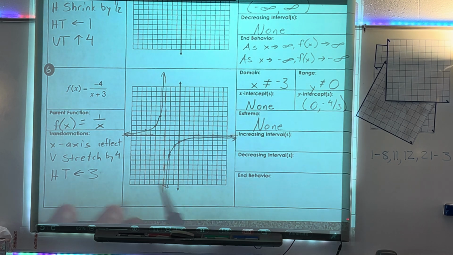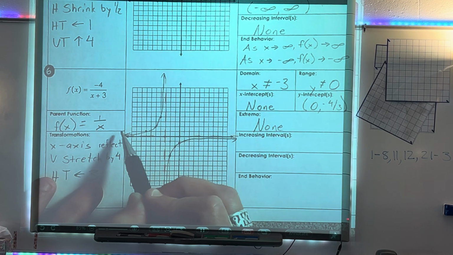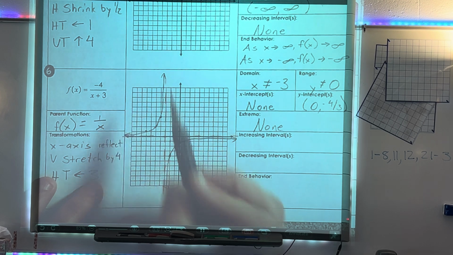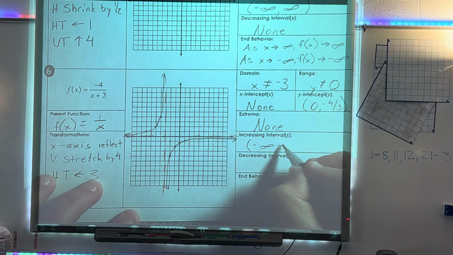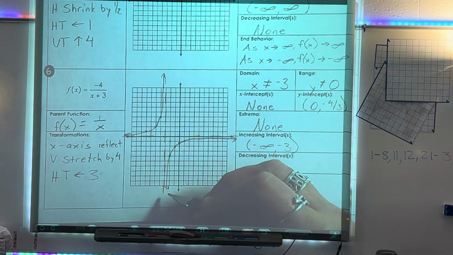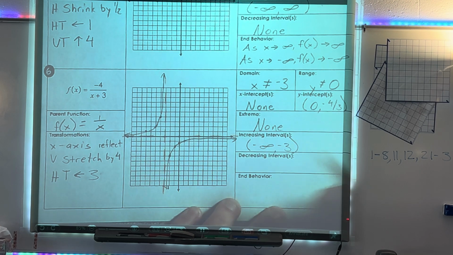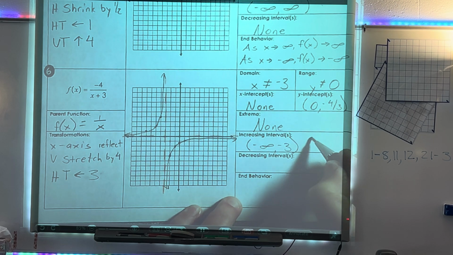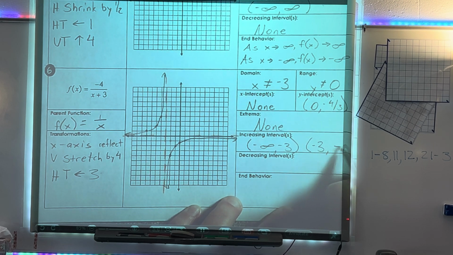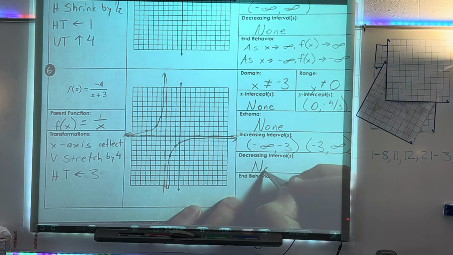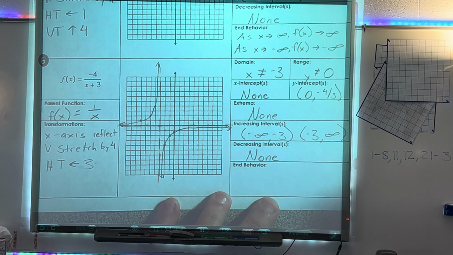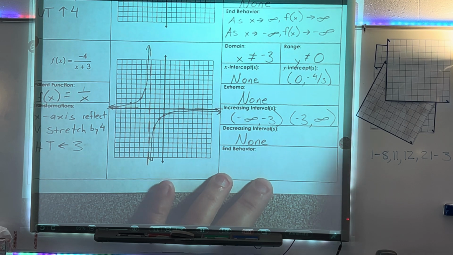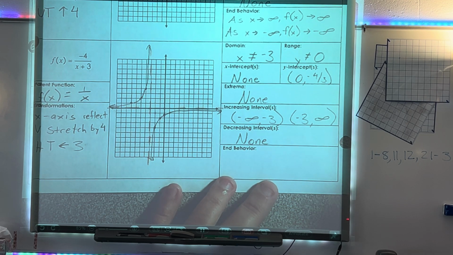As I come this direction, it is increasing from negative infinity to the asymptote. So, negative infinity to -3, then it picks up again on this side of -3, and it's still increasing. So, -3 to positive infinity, it does not decrease at all. Does it have brackets? No, because it doesn't touch -3 at all, so it can't have a bracket.